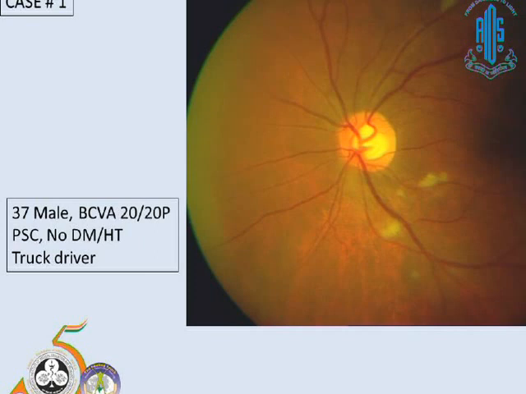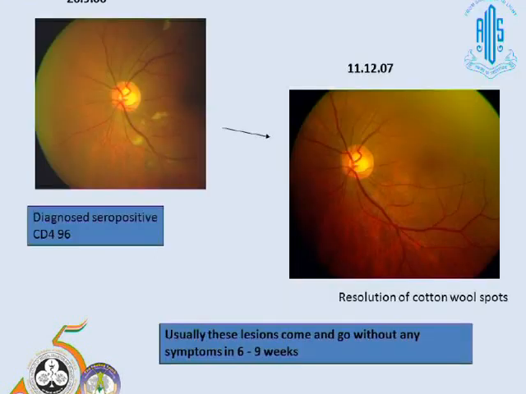It turned out he was a truck driver. So my antennas were up. That's something I have to look for, because cotton wool spots or microangiopathy don't appear just like that. This patient came back to me after 4 to 6 weeks and turned out to be seropositive. He had a CD4 of 96. These spots are known to resolve on their own most of the time, but we need to follow them because they can be precursors of CMV retinitis.